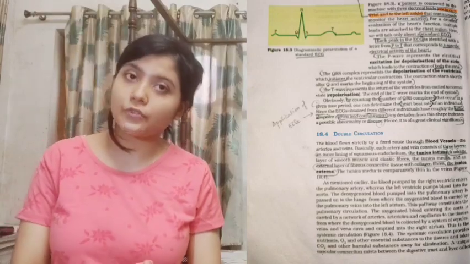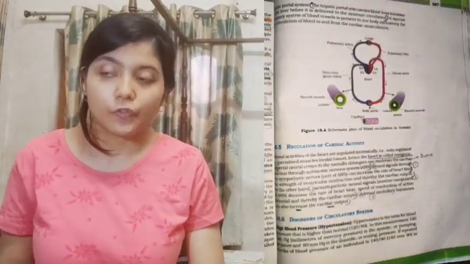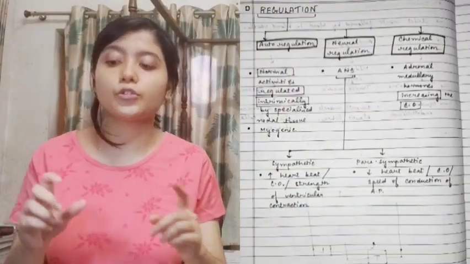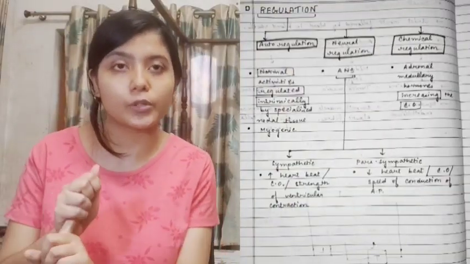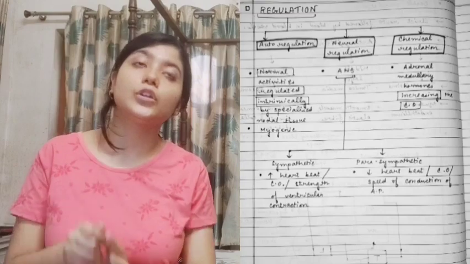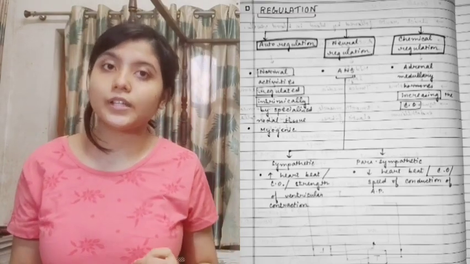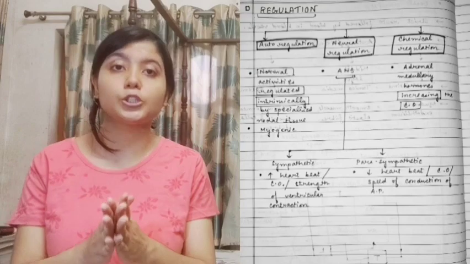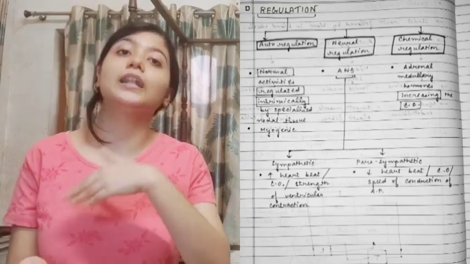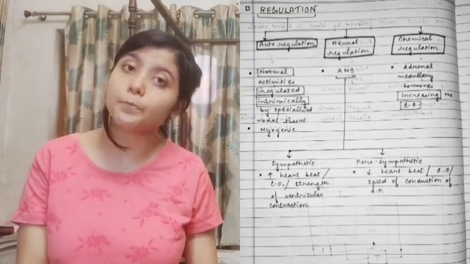Then we have regulation of cardiac activity. Now look, for regulation, again, prepare a flow chart. As you can already see, I have done it for regulation, split it. Like we first have the auto-regulation or the intrinsic regulation, then we have the neural regulation, then we have the chemical regulation. Write down all the points, and you have to split down the neural regulation into how the sympathetic nervous system and the parasympathetic nervous system control it.